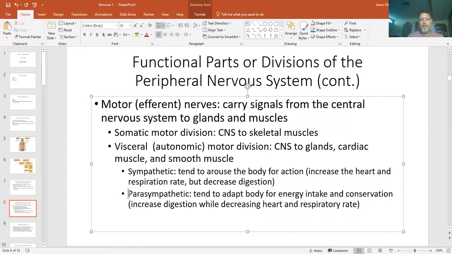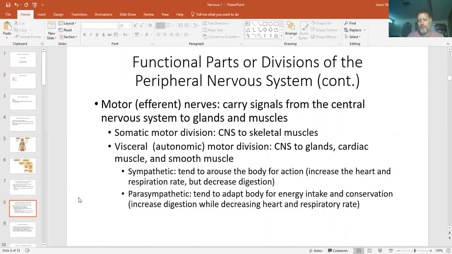The parasympathetic on the other side, these are the ones that slow us down, so they're going to lower our heart rate, lower our breathing. This one is going to increase the digestion, so we get those nutrients and everything going out to everybody. So again, one is for action, one is for conservation of our energy. Remember the differences between the two.